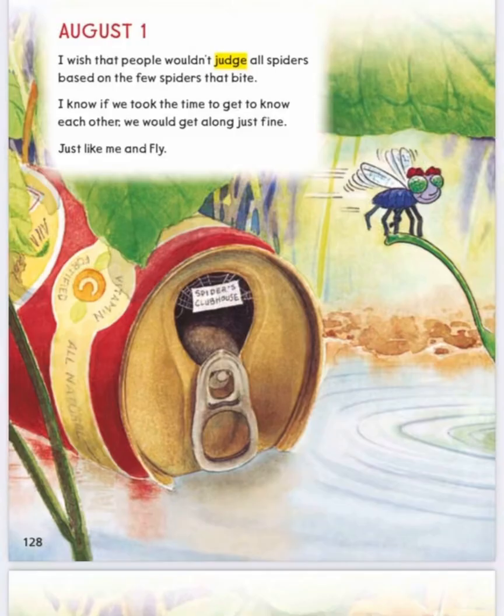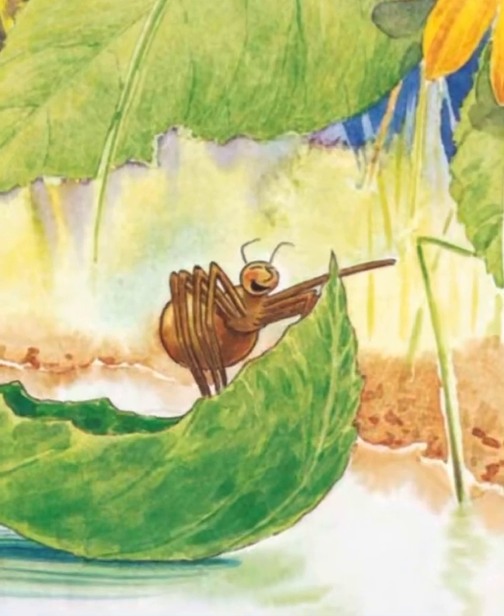August 1st. I wish that people wouldn't judge all spiders based on the few spiders that bite. I know if we took the time to get to know each other, we would get along just fine, just like me and Fly.